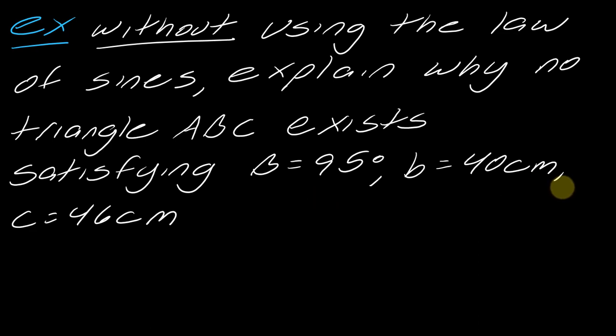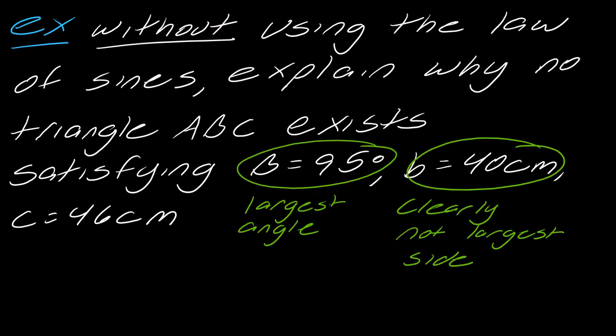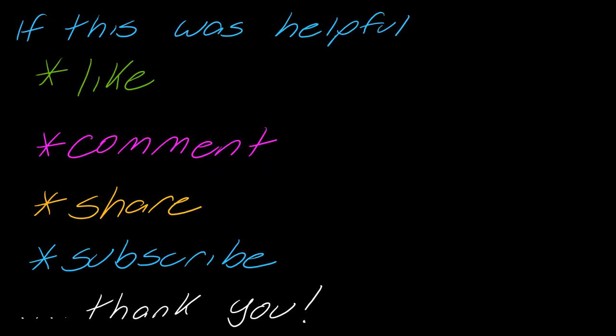So notice b is 40 and c is 46. So 46 is larger than 40, right? So at a minimum, 95 would have to be across from 46, but it's not. We can see it's across from 40. So because of that, these two pieces of information do not line up. So the triangle cannot exist. And so that's the type of reasoning that you can use for those kinds of problems. And okay, so we are done.